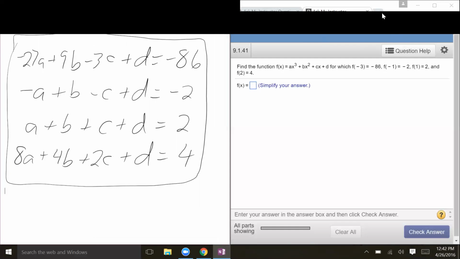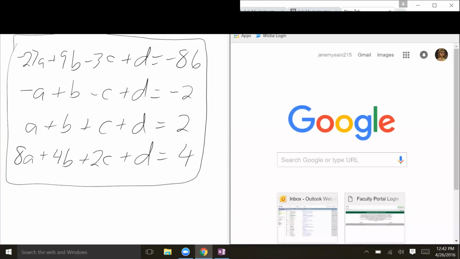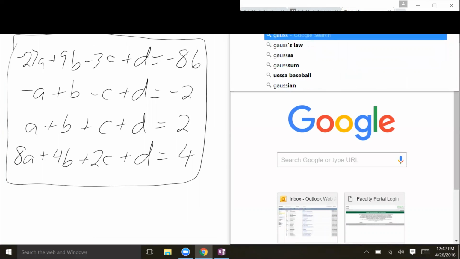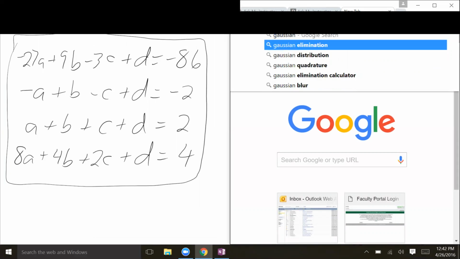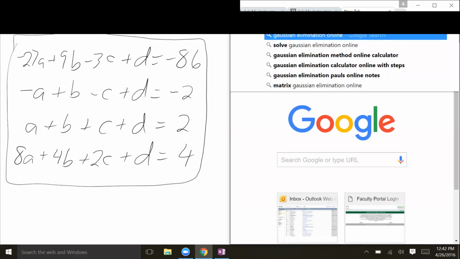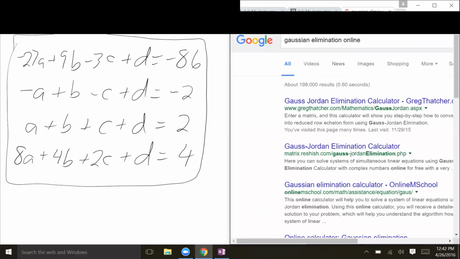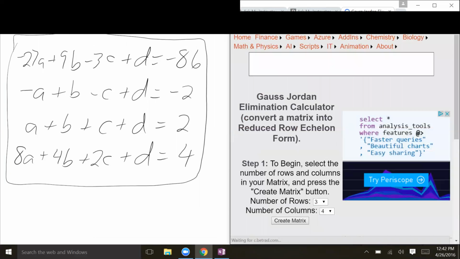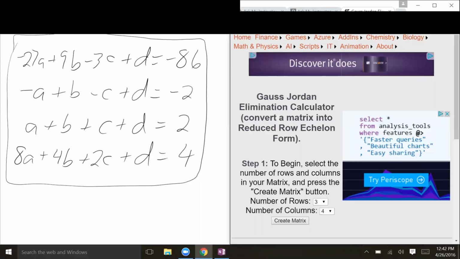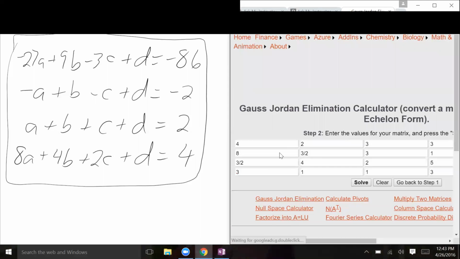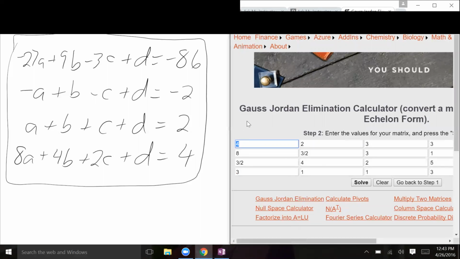Let me use technology since that's what I've got right on hand. Gaussian elimination online. Okay. So I've got 1, 2, 3, 4, 5 columns and 4 rows. So this is a 4 by 5. Create matrix. And now I just put in all those coefficients.